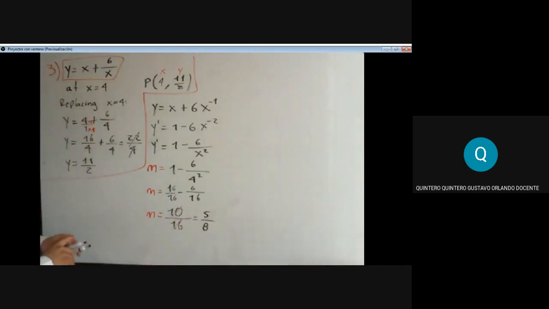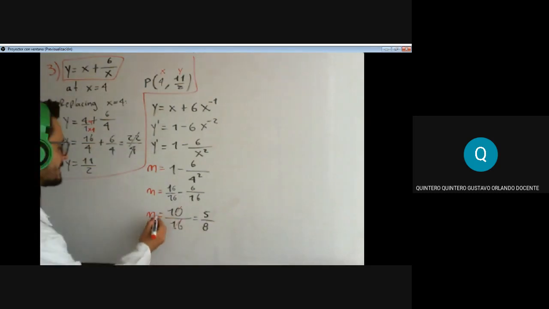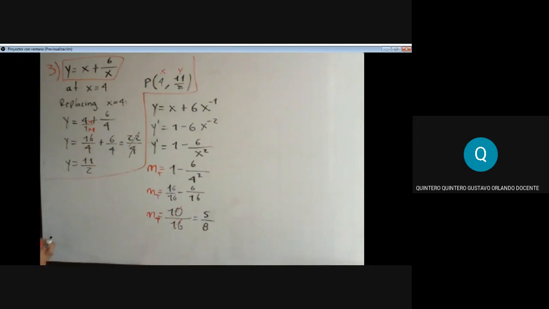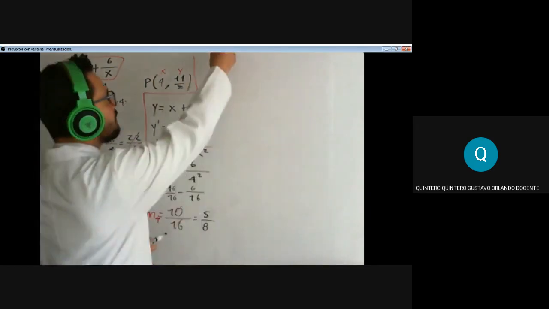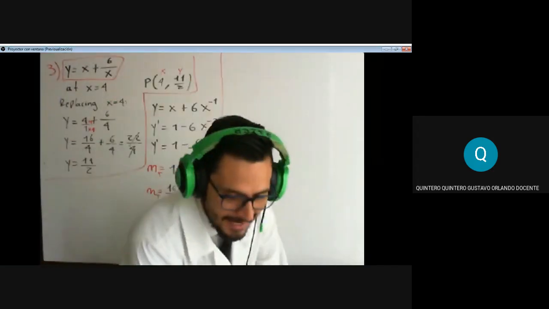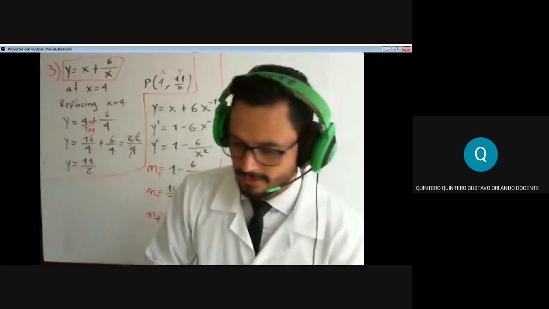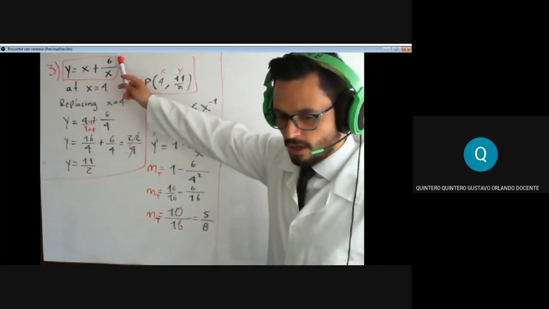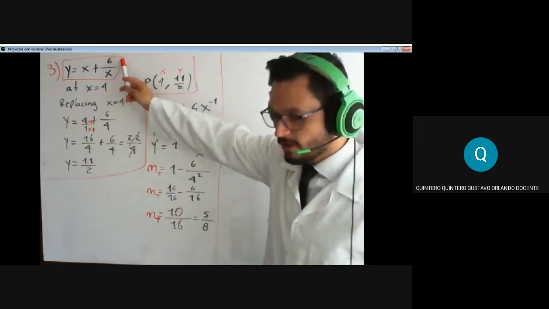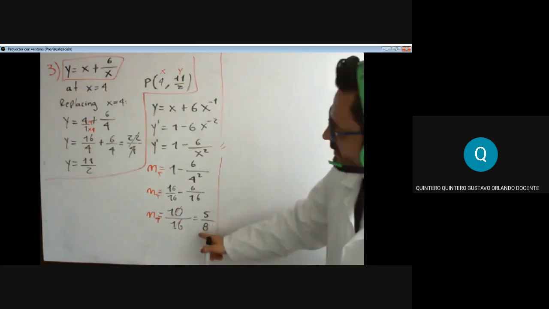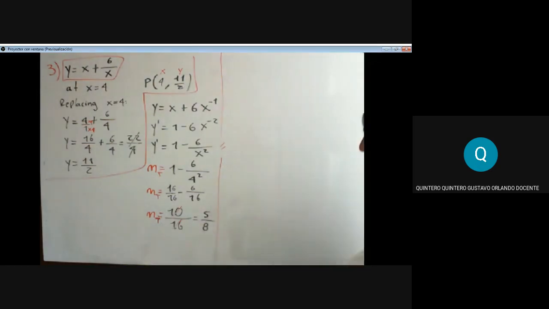That'll be our new slope, but the slope is the slope of the tangent. I'm going to write mt, because this is the slope of the tangent. But I'm looking for the slope of the normal, because that is exactly the question. Find the equation of the normal of this function at exactly x equals 4. So now I have the slope of the tangent. How am I going to get the slope of the normal?